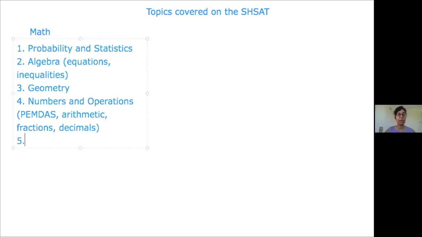And then the last one I would say is ratios and proportions. We can talk more about that if anyone has questions, but that includes percentages, right? Percentages are just proportions where the denominator is 100. You can think of the fraction where the denominator is 100. The whole is represented by 100. So those are the 5 topics under math that come up on the SHSAT.